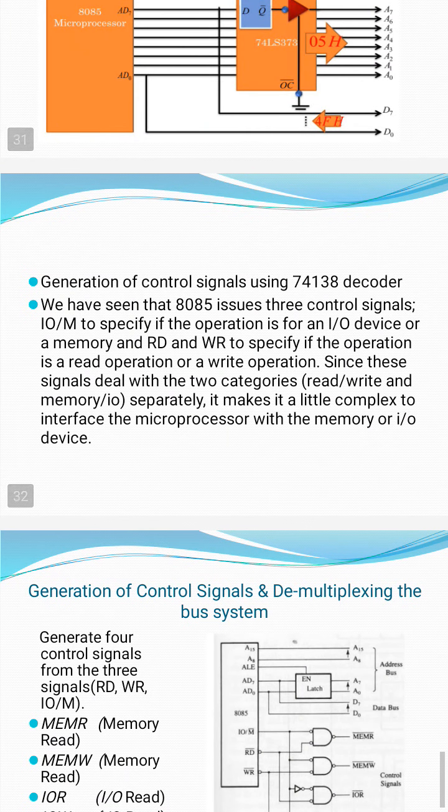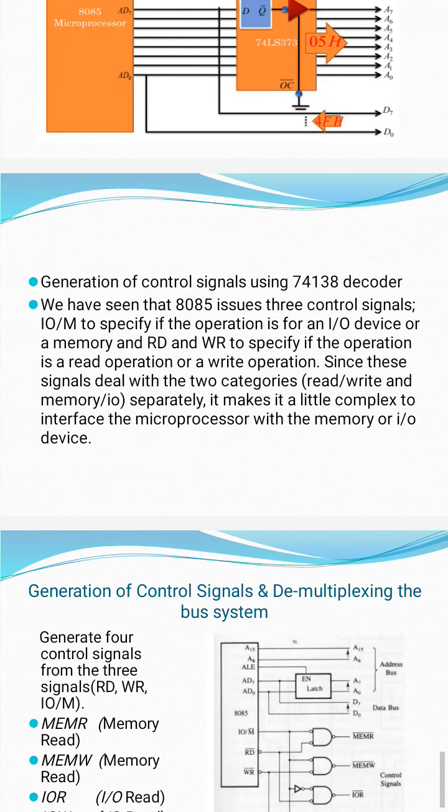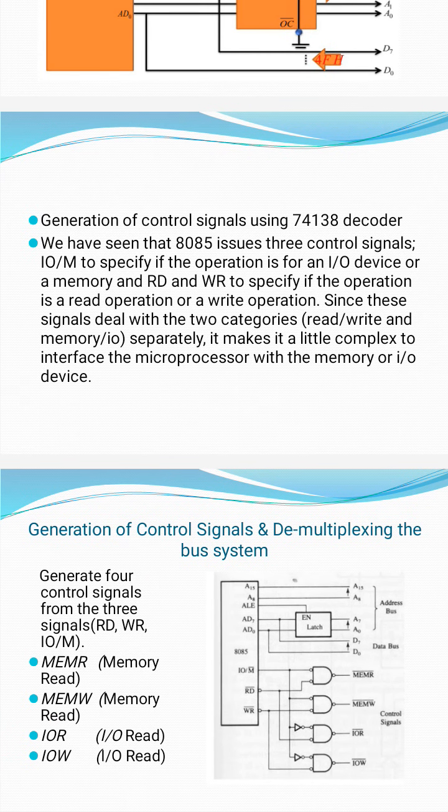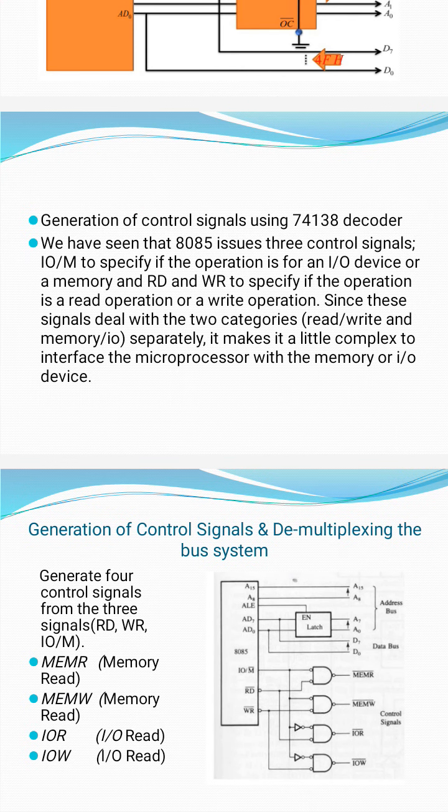So after the demultiplexing of address and data bus, we will see how the control signals are generated. We have discussed 3 control signals. One is IO/M bar, another is read, and next is write signal. So microprocessor 8085 has RD bar, WR bar, IO/M bar. Combination of these 3 control signals generate the 4 types of signals: MEMR, that is memory read, MEMW, that is memory write, IOR is IO read, and IOW means IO write.